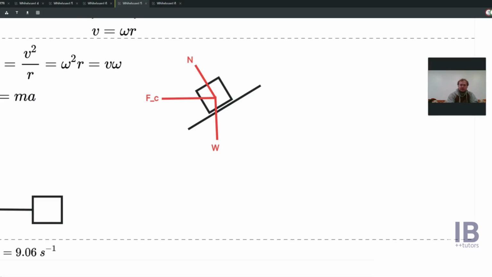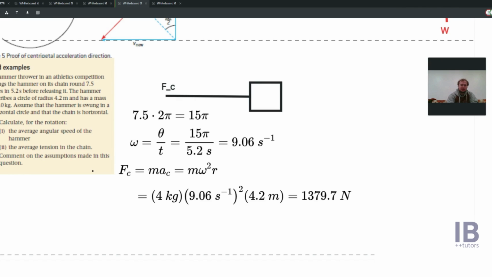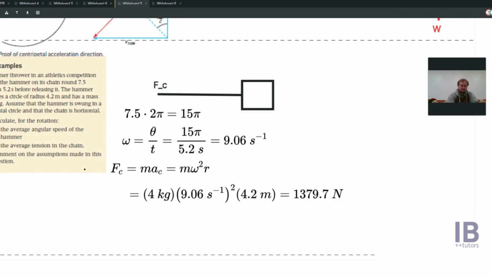So I kind of want to go through a little bit of an example. I really like this example that was in my textbook. So a hammer thrower in some athletic competition is taking a hammer attached to a chain, swinging it around his head in a helicopter kind of motion, and then tossing it.